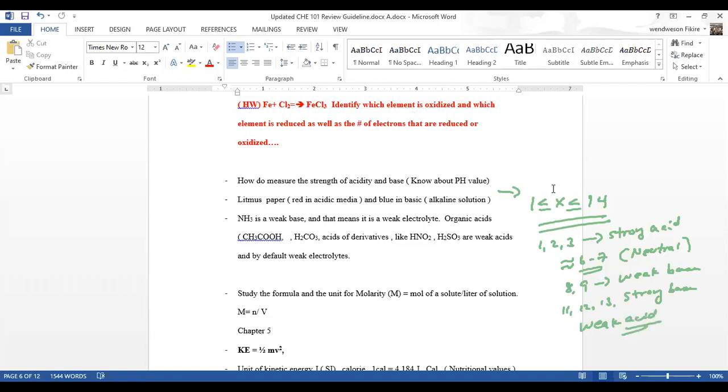pH is actually measured as minus log of the concentration of hydrogen ion. This is one of the measurements of pH. The other measurement for pH is litmus paper. If you have any questions, please raise your hand.